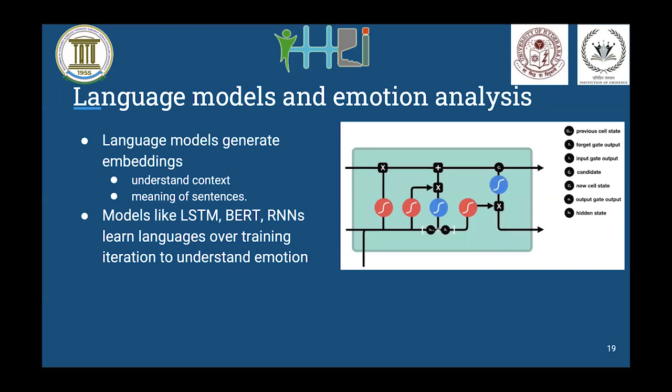We have got language models like LSTM. This is an LSTM actually. We have got recurrent neural networks. We have got BERT, and all of these language models are designed in a way to understand the meaning and context of the language, because to understand emotion, we need to.